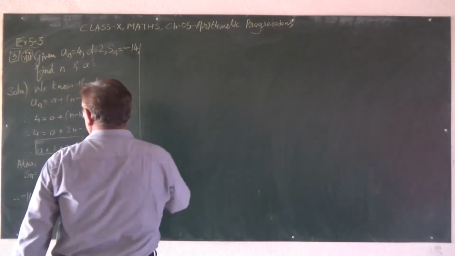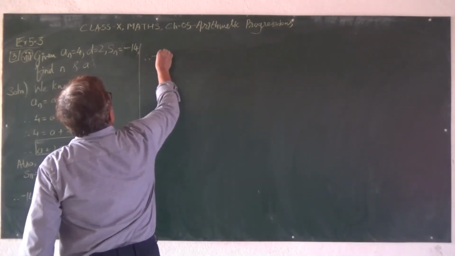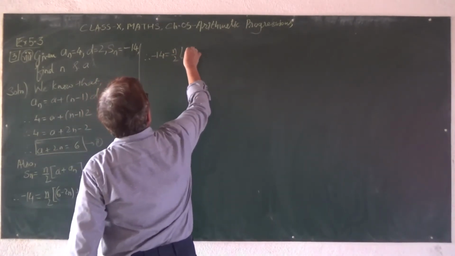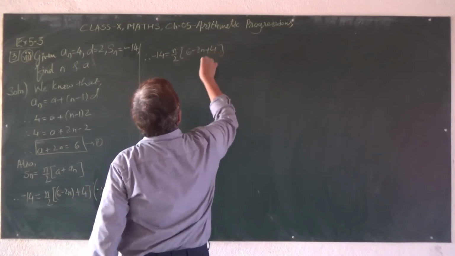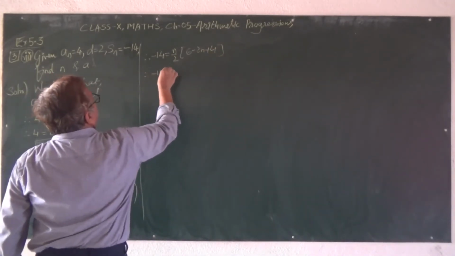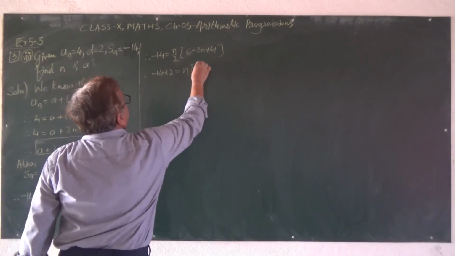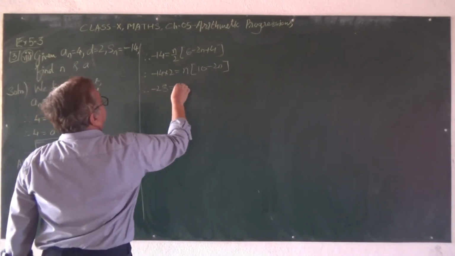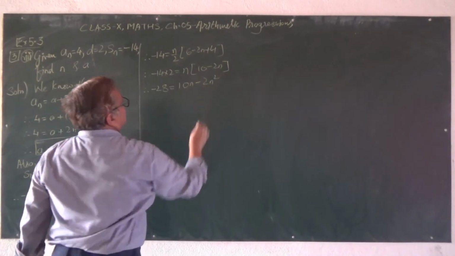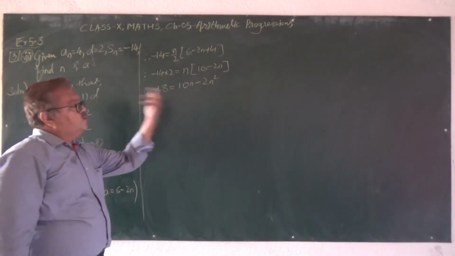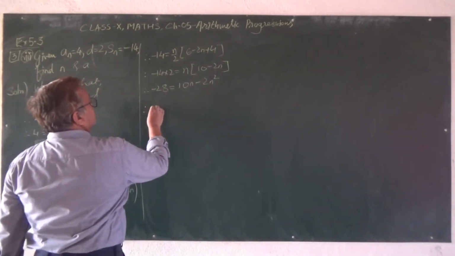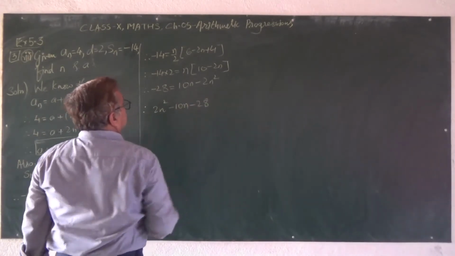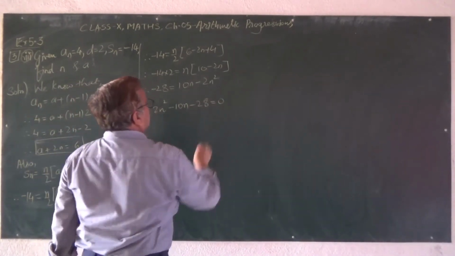Let us simplify. So therefore, minus 14 is equal to n by 2 into 6 minus 2n plus 4. So minus 14 into 2 equals n into 10 minus 2n. So transpose this 10n and minus 2n square to the left hand side. So you are going to get 2n square minus 10n minus 28 as a quadratic equation.